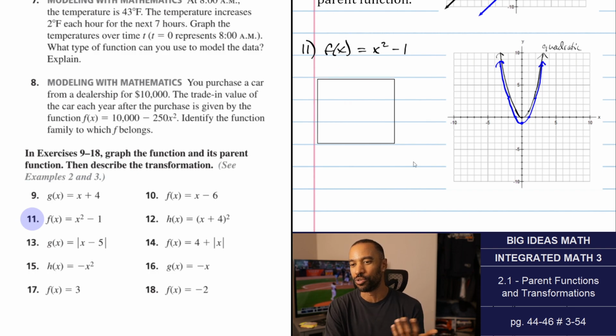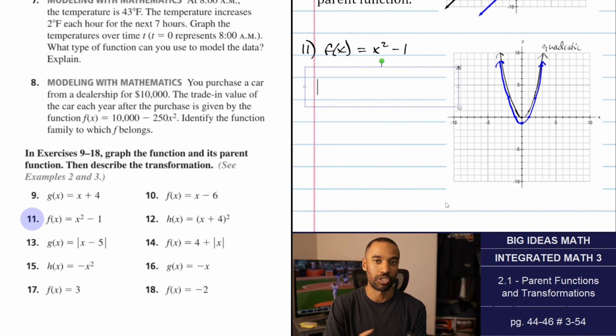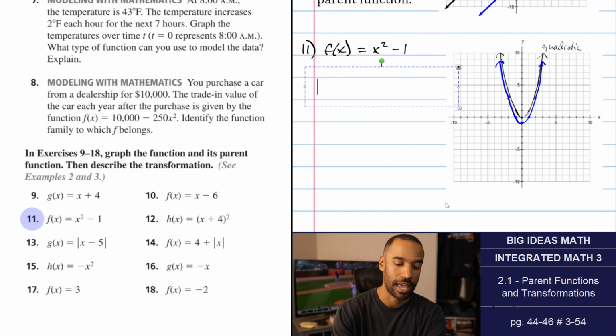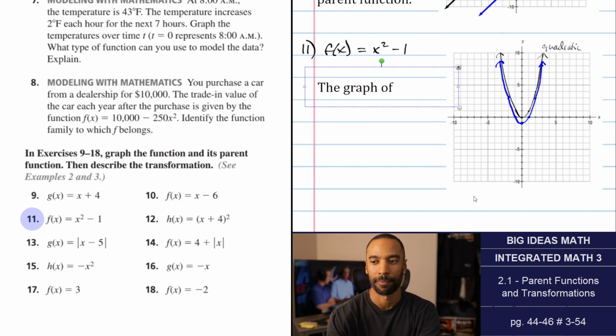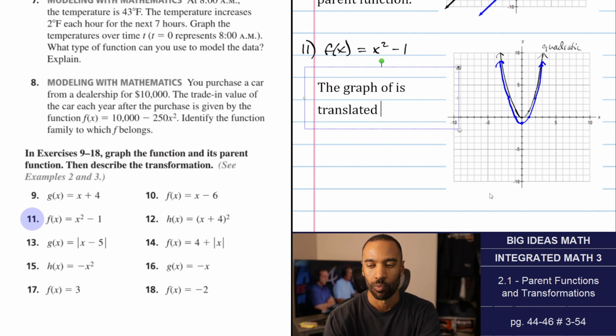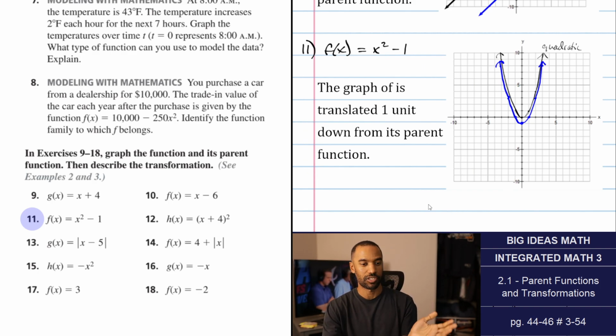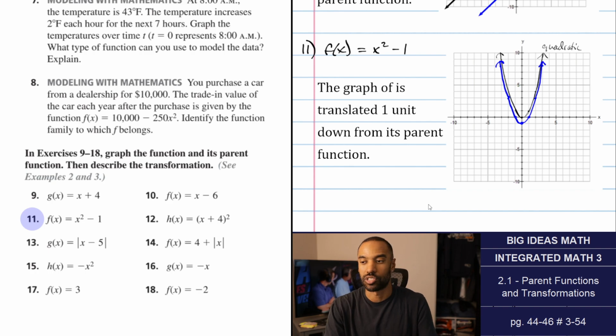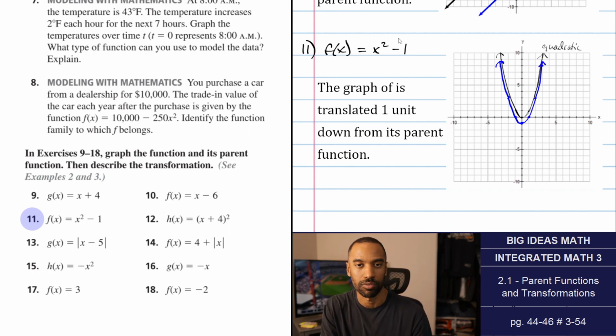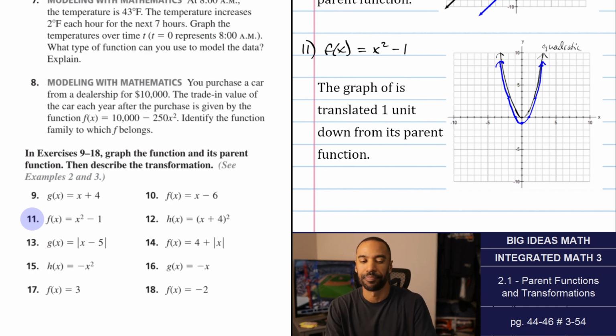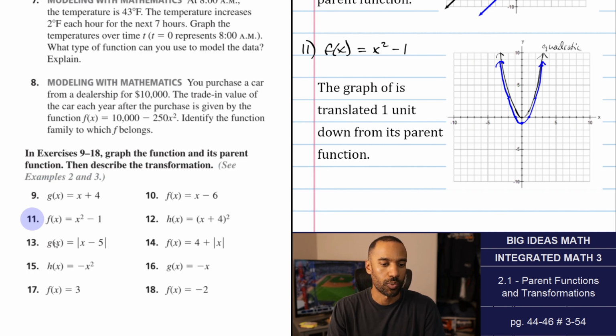So remember, if you use a table, have at it, but eventually you're going to have a graph that looks like this, and you're going to say this: the graph of f is translated 1 unit down from its parent function. It doesn't matter that it's a quadratic. The parent function was also a quadratic, so it's still going to behave the same way. We don't have to describe that, the squaring of a number, because the original did that as well. Okay, let's go to number 12, also a quadratic.